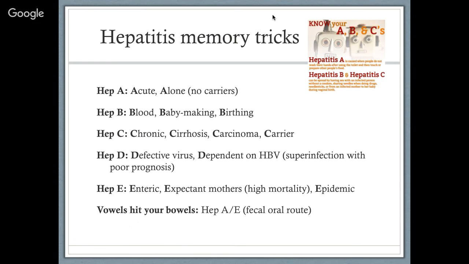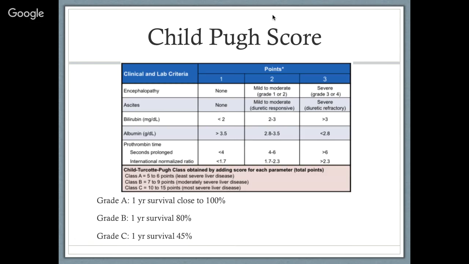Child Pugh score, another thing to know, very easily examinable. Your liver specialists will almost certainly ask you if you know what makes up the Child Pugh score. You won't have to remember how much each point is worth and that kind of thing, but roughly know that there are three grades. You can be grade A, grade B, grade C. Grade A is obviously the best. Prognosis, 1 year survival close to 100%, and grade C has got a really poor prognosis.